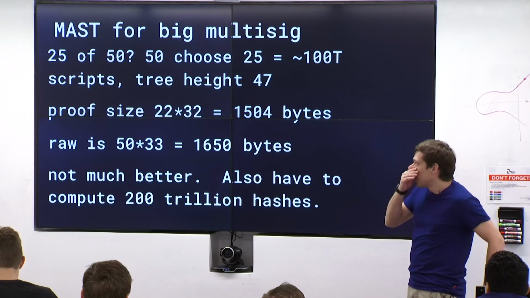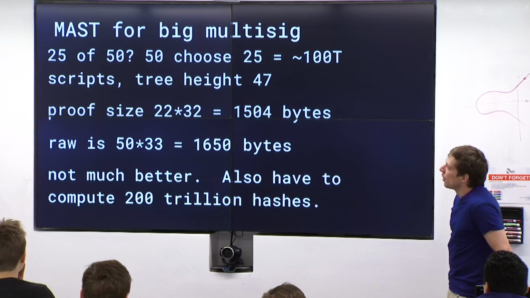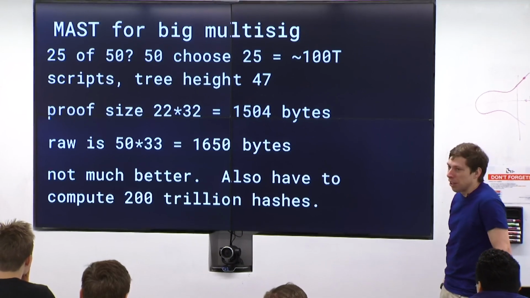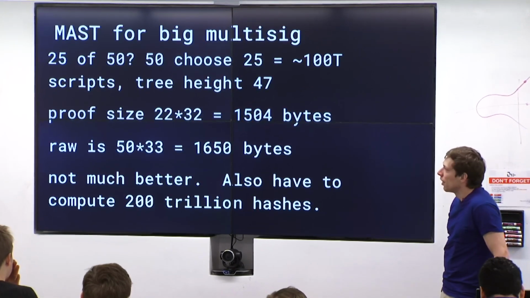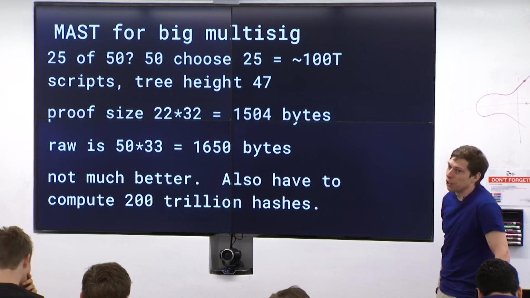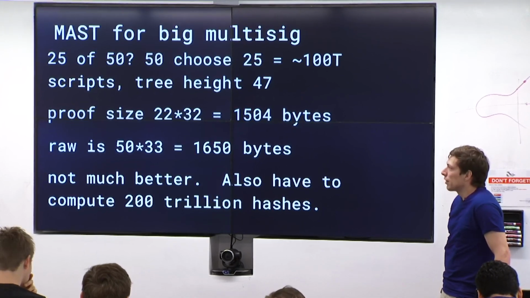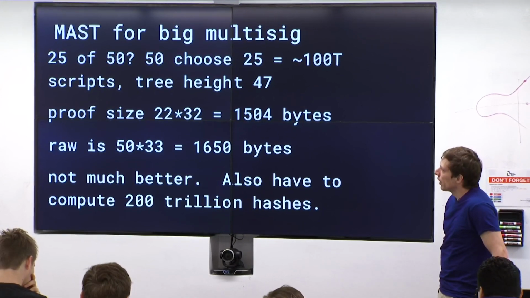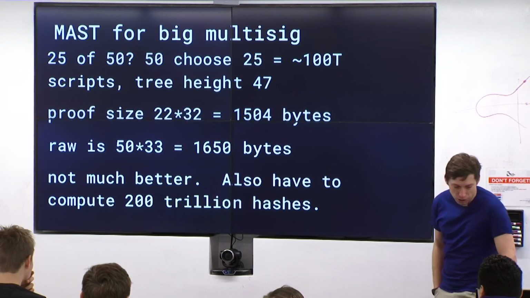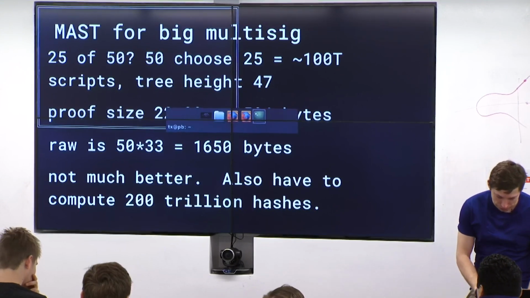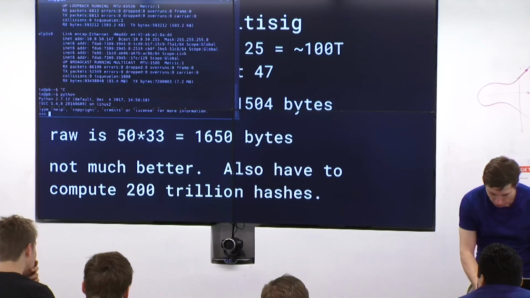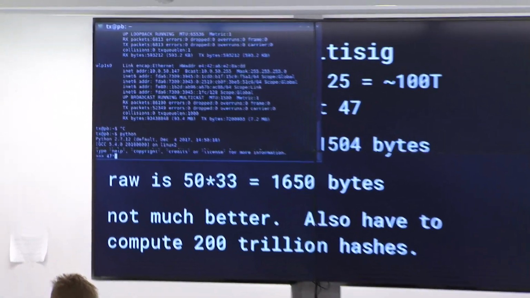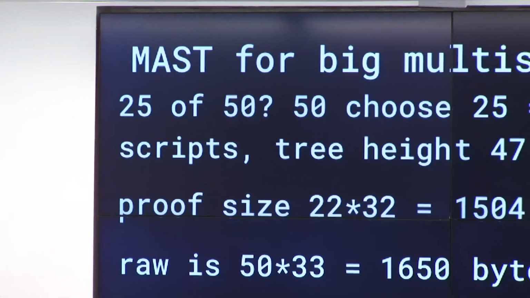It gets worse. Let's say I want to do 25 of 50. Well, that's 50 choose 25, which is around 100 trillion different combinations. The tree height would now be 47. The proof size is going to be, wait, did I do that wrong? Hold on. 47 by 32 is 1,504. Okay, sorry, I just put 20.